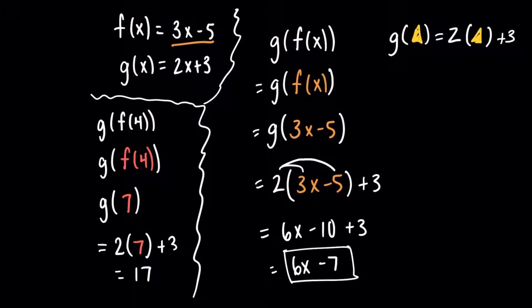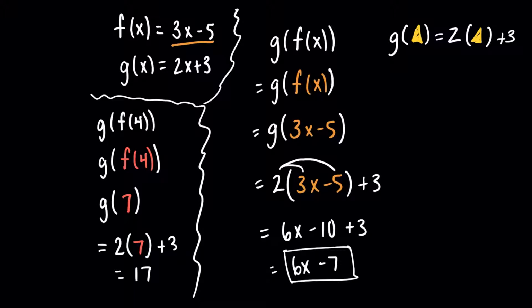And if you don't believe this, try it. Try it on like 6. Do f of 6 and then do g of that. So f of 6 would be, if you come up here, 13, and then do g of 13. I guarantee you that the result would be 6 times the original input minus 7. So that's kind of cool.